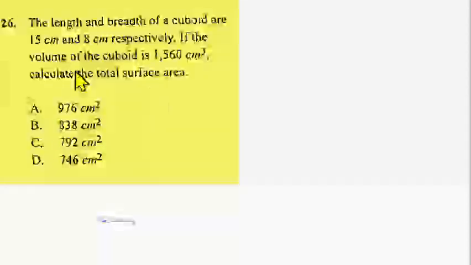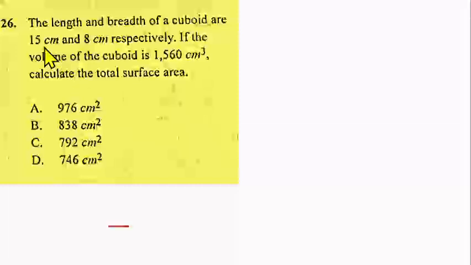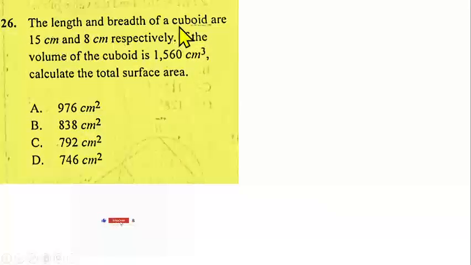So let's jump to the next question, which is question number 26. Question number 26 is also from mensuration of solid shapes, and in this case we are measuring a cuboid. The length and the breadth of a cuboid are 15 centimeters and 8 centimeters respectively. If the volume of the cuboid is 1560 centimeters cubed, you have to calculate the total surface area of the cuboid.